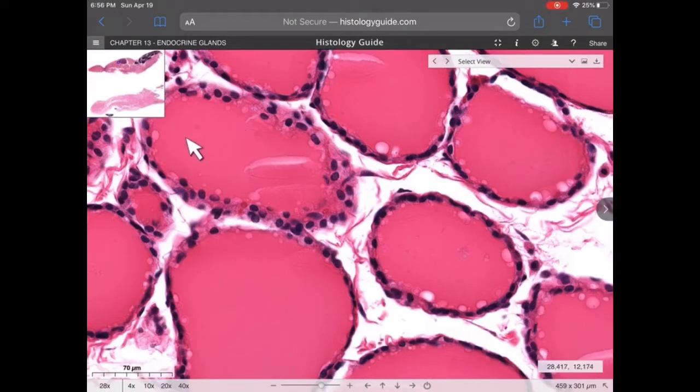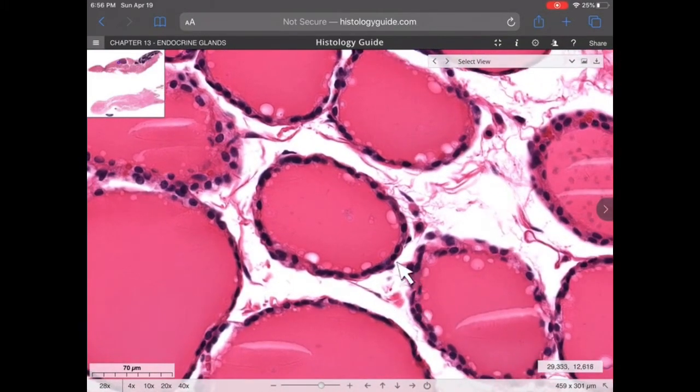These are the ones that are actually producing the colloid inside. And if you look closely, you can see these little clear areas, right? These are areas where, at the time of the tissue sampling or collection, the follicle was active. So these cells on the edge here are actively dumping stuff into the lumen of the thyroid follicle, which is why you see this little cleared off space here. So this was an active thyroid at the time this tissue was collected.